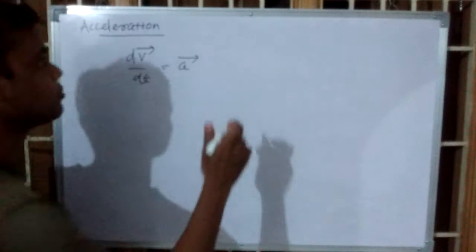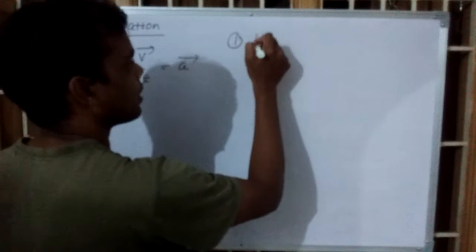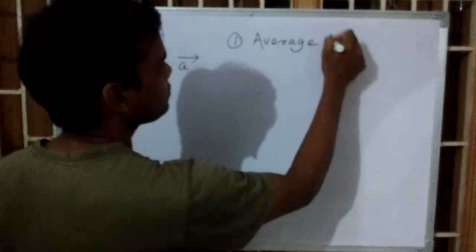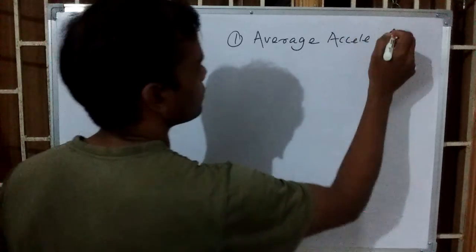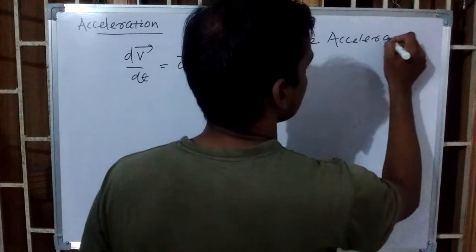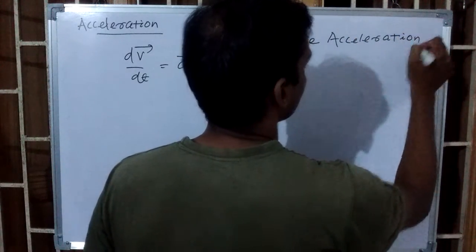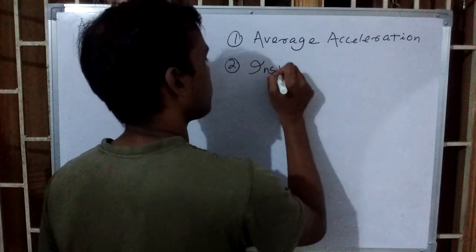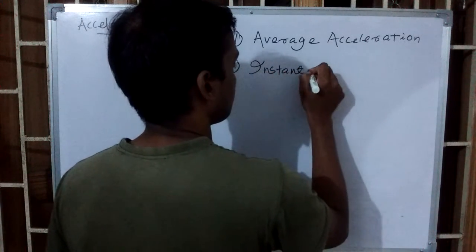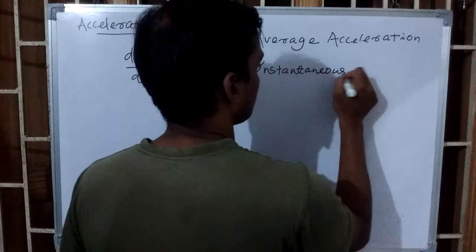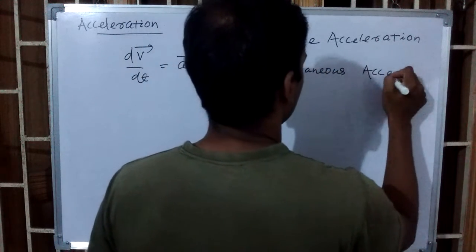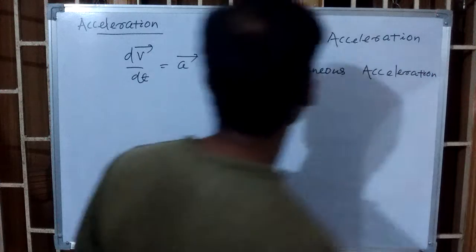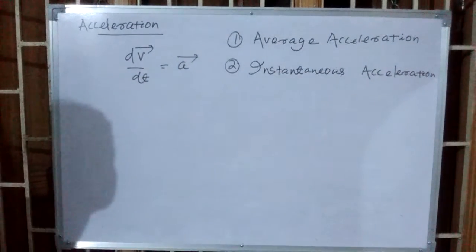So accordingly there are two accelerations. One is average acceleration, number 2 is instantaneous. So what is average acceleration?